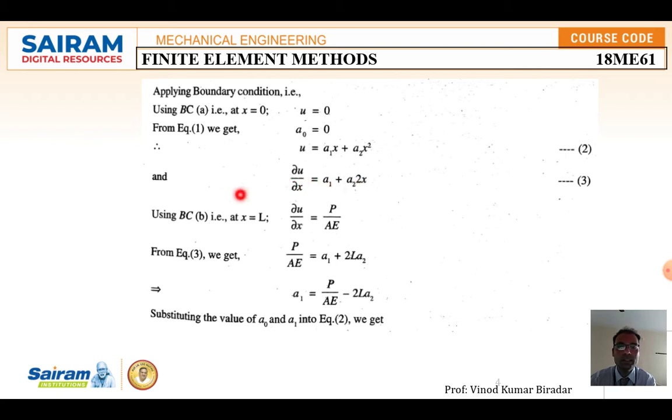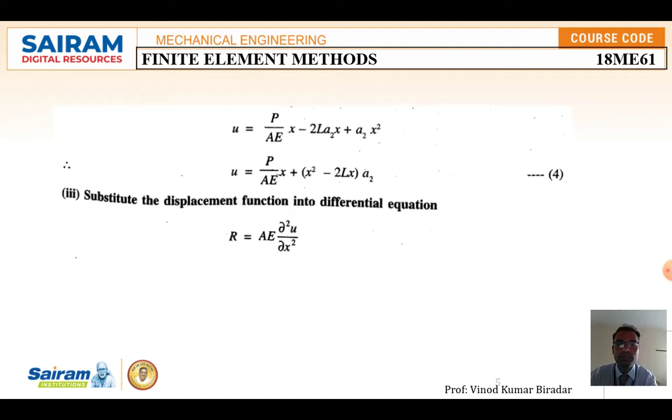Apply the boundary condition again, that is x is equal to L and dou u by dou x is equal to P by AE. From equation number 3, we get P by AE is equal to a1 plus 2L a2. Resimplify this: a1 is equal to P by AE minus 2L a2. Our aim is to get the a naught, a1, a2 values. So we got the a1 value in terms of a2.